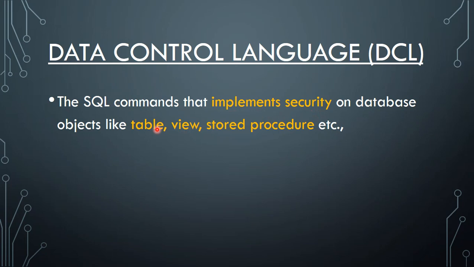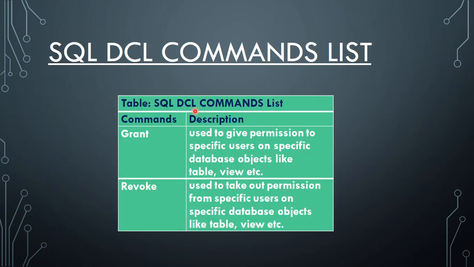Okay, data control language. Let's see the tabular column. See grant. There are 2 commands which are used under DCL commands. One is grant and another is revoke. So what it means, grant is to give permission to a specific user on a specific database object like table, view, etc.